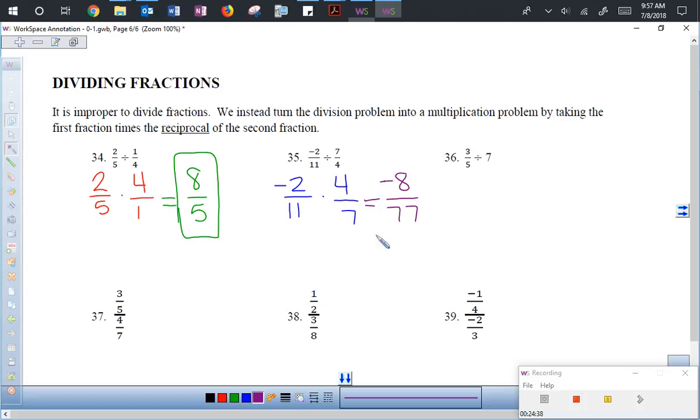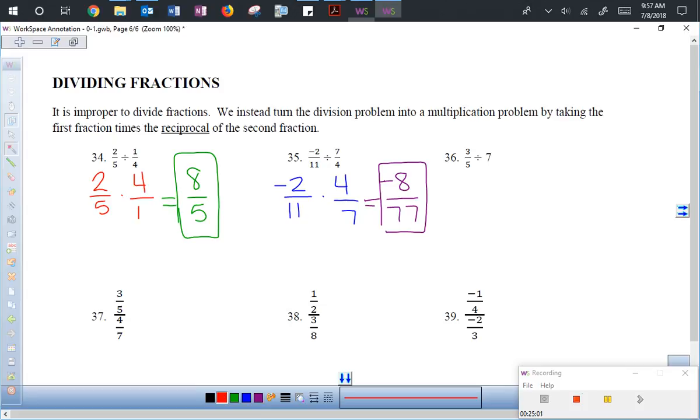Now, to check to see if this one can reduce, both of them are not even. So one's even, one's odd. We can't put a 2 into it. Let's see what else. A 4 could go into 8, but can't go into 77. 8 can go into 8, but also can't go into 77, so this is our final answer.